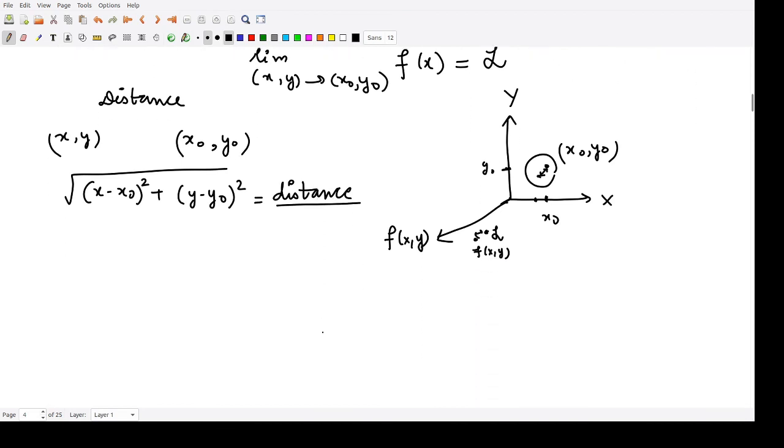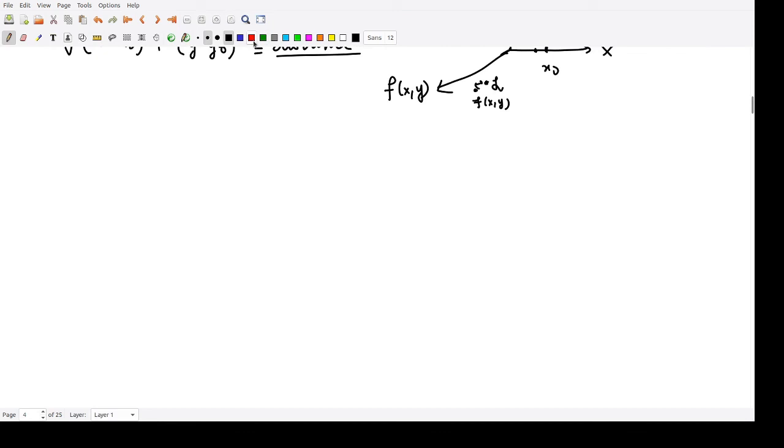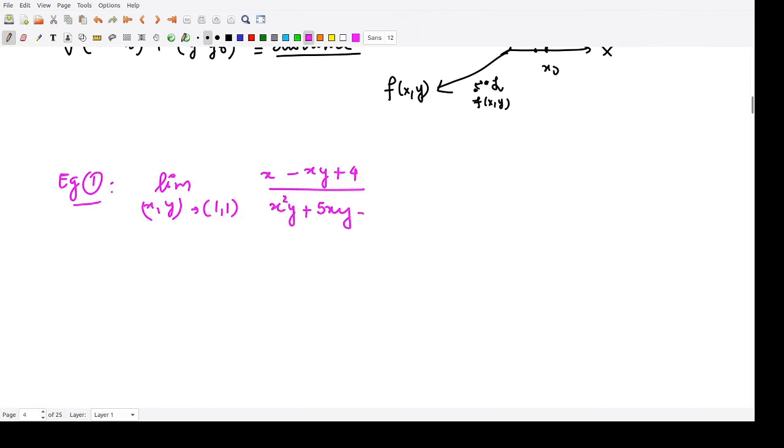So let us now see certain examples. Suppose I have this function, limit x comma y going to 1 comma 1 of x minus xy plus 4 divided by x square y plus 5xy minus y raised to power 4. Here they are asking to calculate its limit.